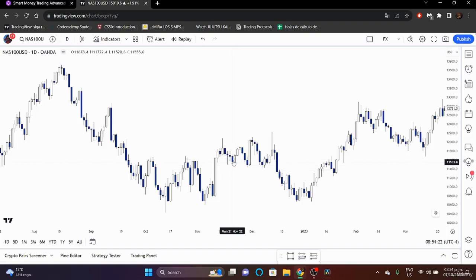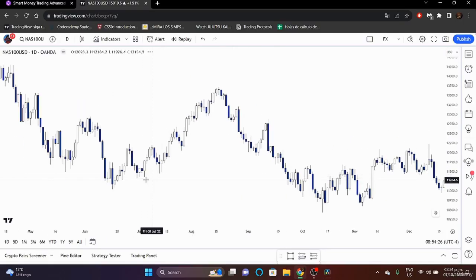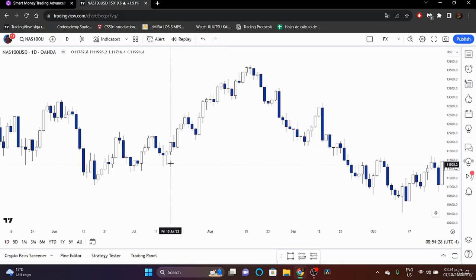We have this imbalance right here, but it's not actually a BPR. Here we go. This is a BPR. Right here. Perfect. We have this imbalance and this imbalance, and then it creates another imbalance. Which one? This one and this one. So the liquidity was offered right here, and then it was offered right here.